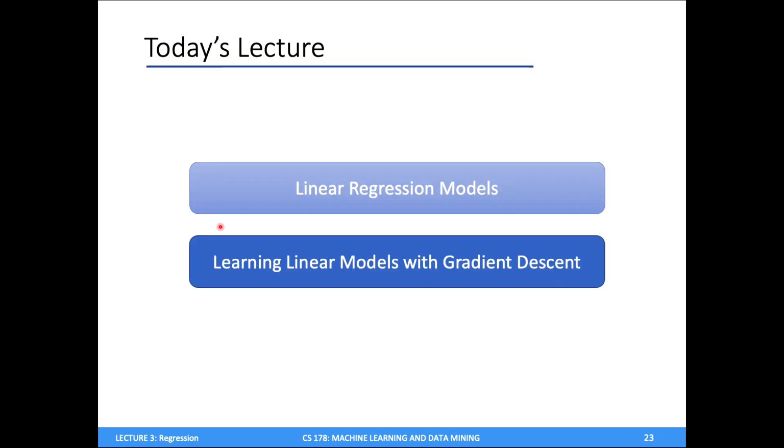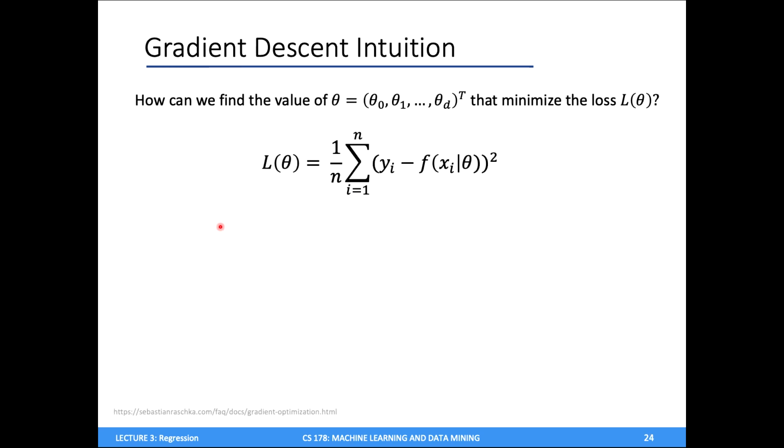Okay. Now let's move on to the second half of today's lecture, which is how you can actually learn linear models using this gradient descent algorithm that I've been alluding to so far. So again, we want to find the parameter vector theta that's going to minimize this loss function. So we have an optimization problem here. And I'd like to give you some physical intuition for a heuristic way we might be able to do this optimization problem.